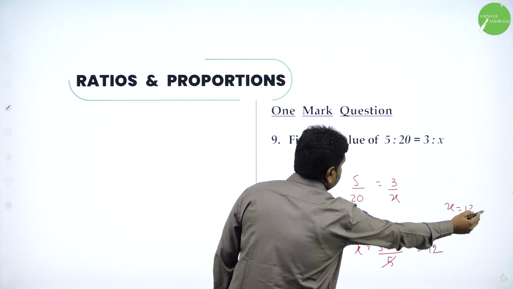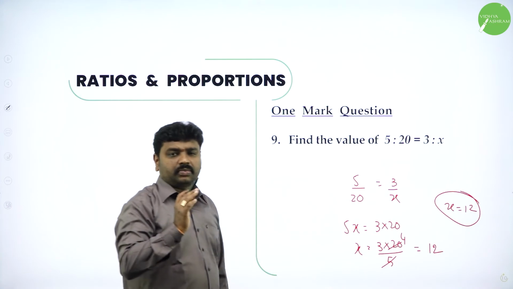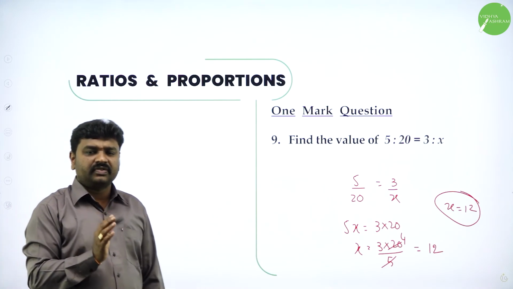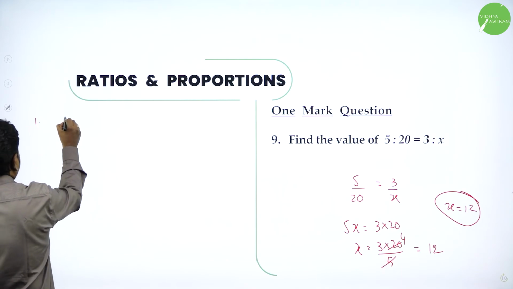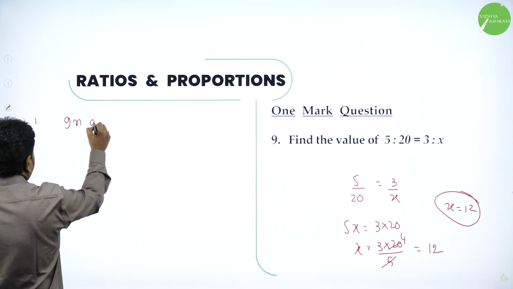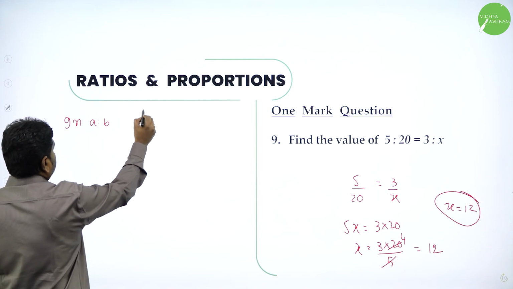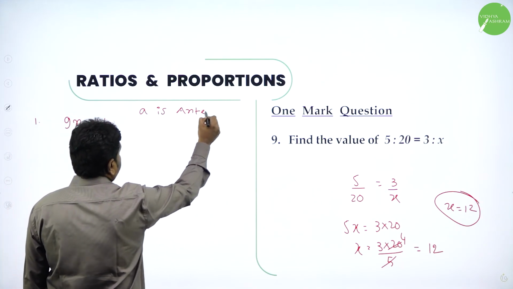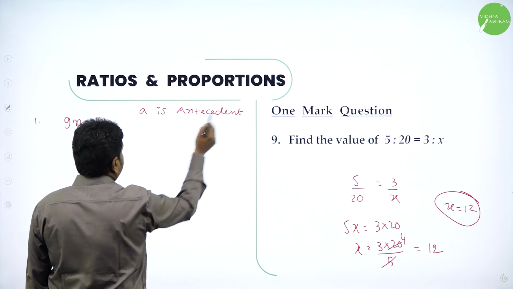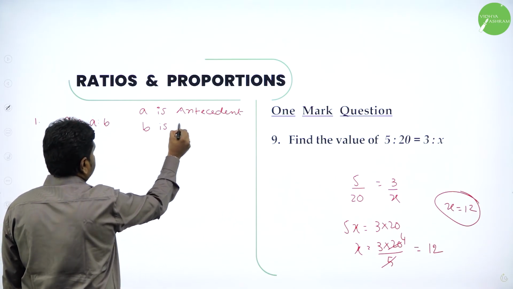We are done. Now let me summarize the problems we have done. Today we started with simple 1 mark questions. The first question, the basic one, is simple: in A is to B, A is antecedent and B is consequent.